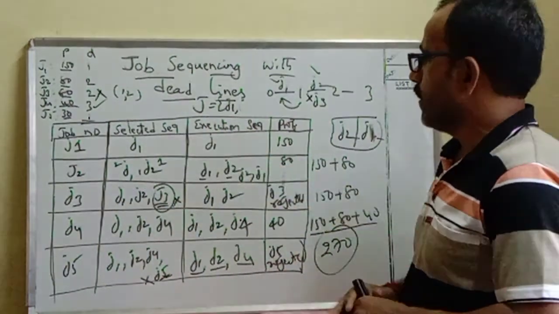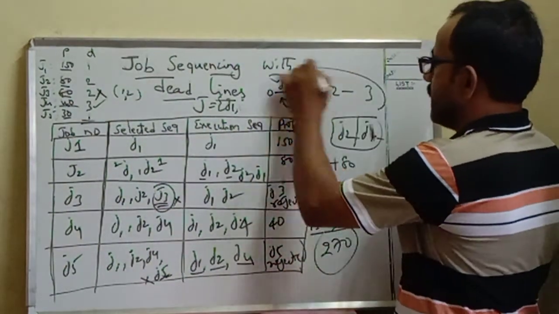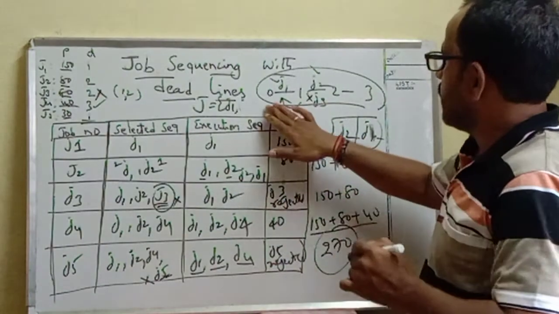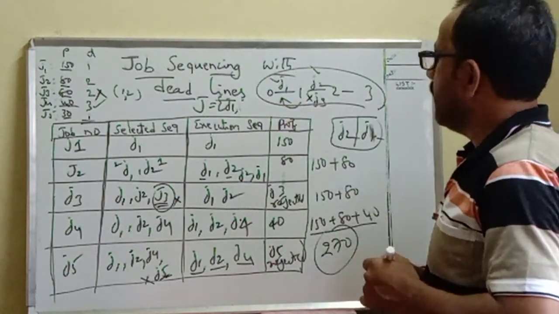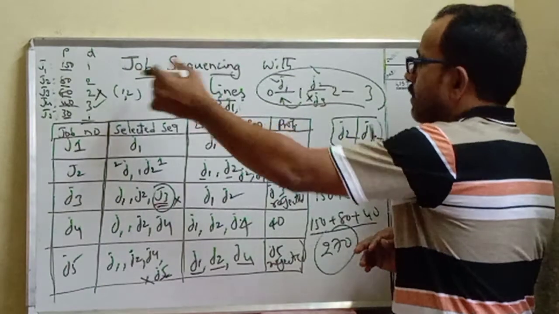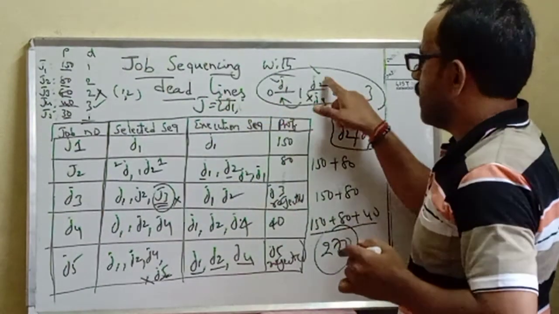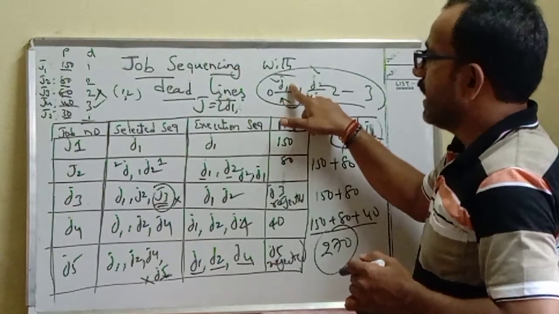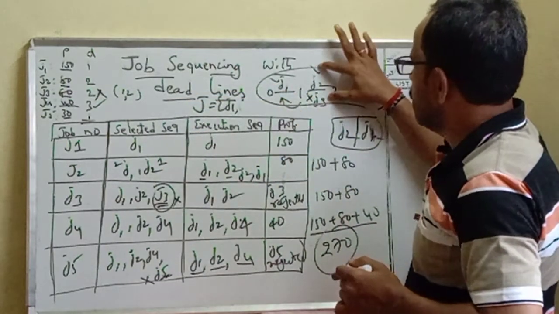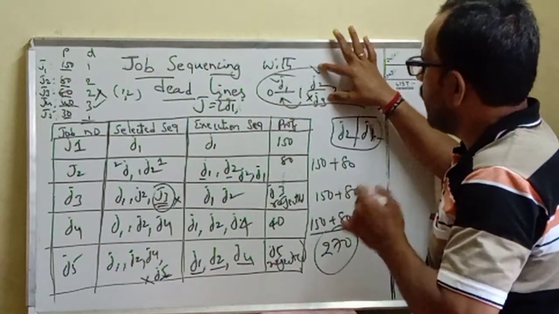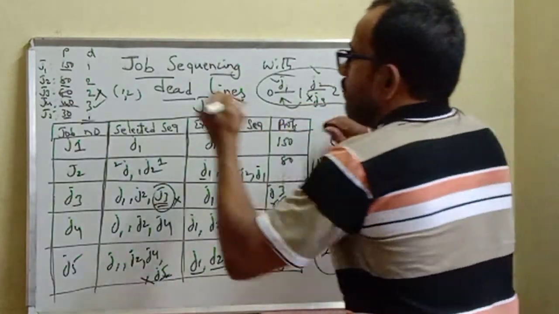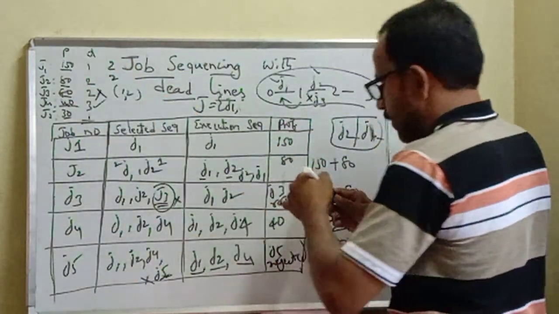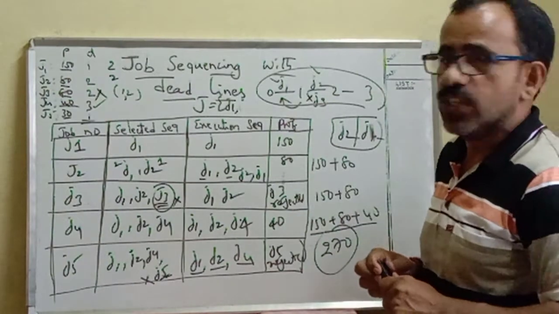Or we can solve it just by taking time slots and arranging them as 0 to 1, 1 to 2, 2 to 3, and selecting the first job. If the first job's deadline is 2, execute it in 1 to 2. If the first job's deadline is 1, execute it within 0 and 1. If the second job's deadline is 2, execute it there; if that slot is not free, then go back. Suppose the first job's deadline is 2 and the second job's deadline is also 2.